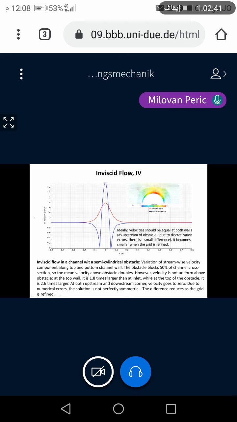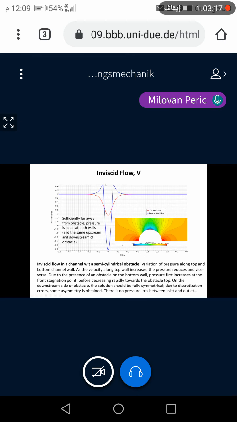The red line shows velocity along the top wall, and we see an increase in velocity to almost 1.8 times the inlet velocity, and then a decrease. The mean velocity is twice the velocity at the inlet, so it would be 2. But we see that at the bottom wall it's 2.6, and at the top wall it's 1.78 or something, and when you integrate, you will get the mean.